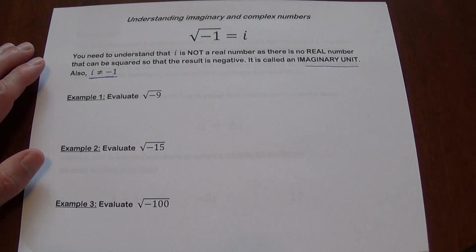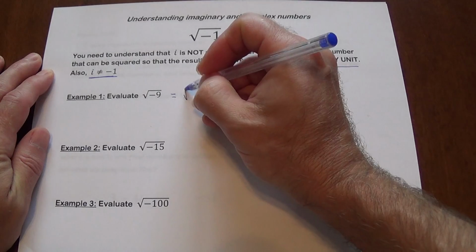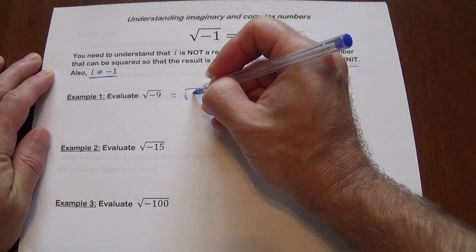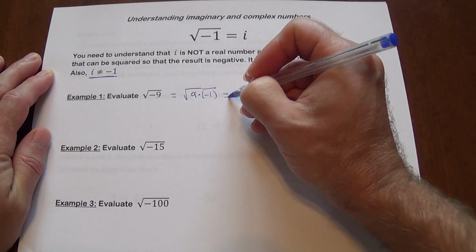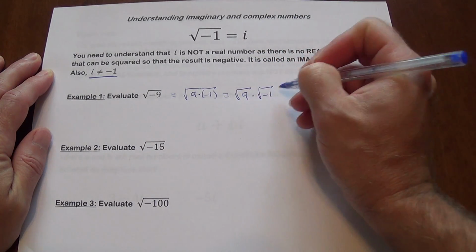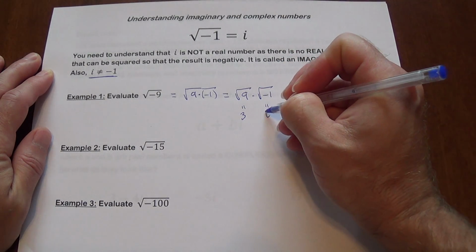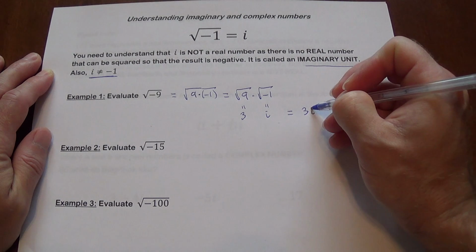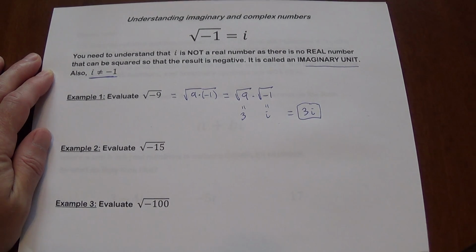How do you evaluate the square root of -9? A standard approach for these problems is to write that as 9 times -1. Then using properties of square roots, you can separate that into a product of two radicals. So this gives us 3, this gives us i, and the answer is going to be 3i. Please again understand this is not a real number.